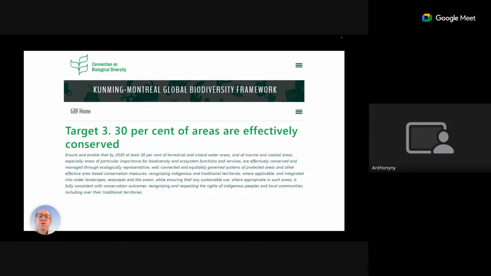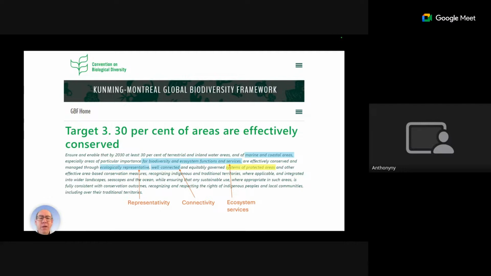I just wanted to zoom in a little bit on target 3, which is 30% of areas are conserved. I'm just highlighting a few. It includes marine and coastal. We want to protect biodiversity and ecosystem functions and services. They need to be representative, which means we need to consider not just iconic biodiversity like whales, we need to consider all biodiversity in the oceans. It needs to be well connected, which means animals need to be able to move around.